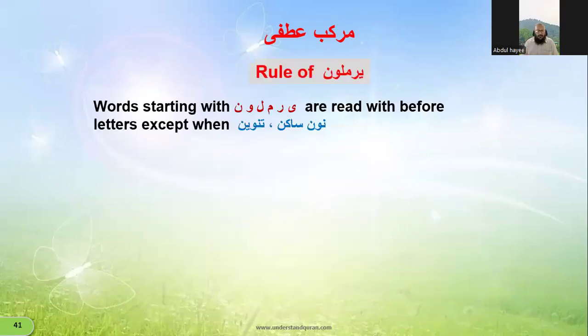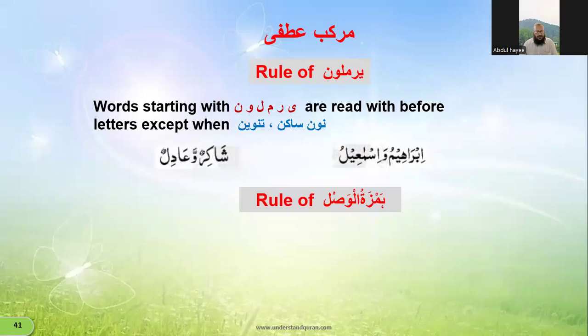So yarmulun is a combined six-letter word: Yarmaluna, ya, ra, mim, lam, waw, nun, six letters. When they come, the last ones are exempted when noon is sakin or tanween is there. Just like Ibrahimu wa Ismailu, Shakirun wa Adilu.